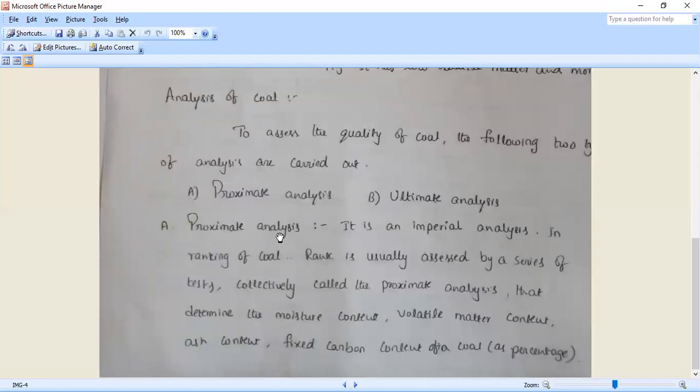So what is meant by proximate analysis? It is an empirical analysis in ranking of coal. Rank is usually assessed by a series of tests collectively called the proximate analysis that determine the moisture content, volatile matter content, ash content, and fixed carbon content of a coal.